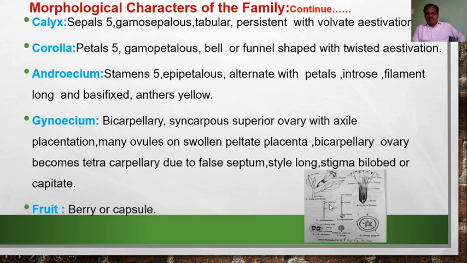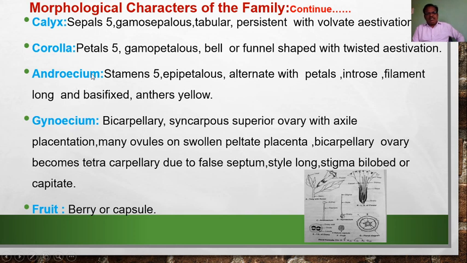Then the corolla is there. This corolla, which is white in color, has 5 petals, and they are united, which is known as gamopetalous. One more thing, they show a funnel-shaped corolla. The form of the corolla is funnel shaped, which is known as infundibuliform, with twisted aestivation, that is, there is continuous overlapping: one margin is inside the other, the margin of each petal is overlapping. It is known as twisted type of aestivation.